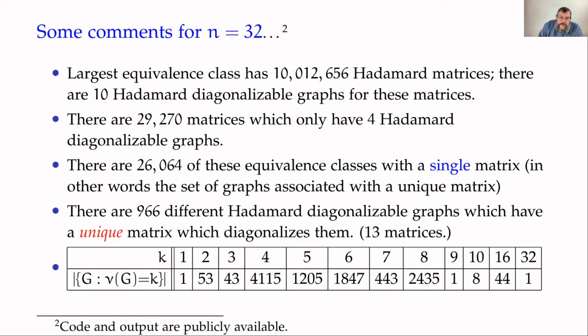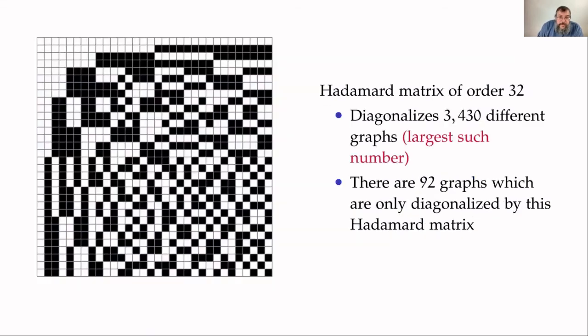Well, okay, that's some general comments. Maybe we should look at some examples. Okay, so here's an example. What we see here is one of our Hadamard matrices of order 32. You should think of it as a white square corresponding to a 1, and a black square corresponding to a -1. And so there's our nice Hadamard matrix of order 32.